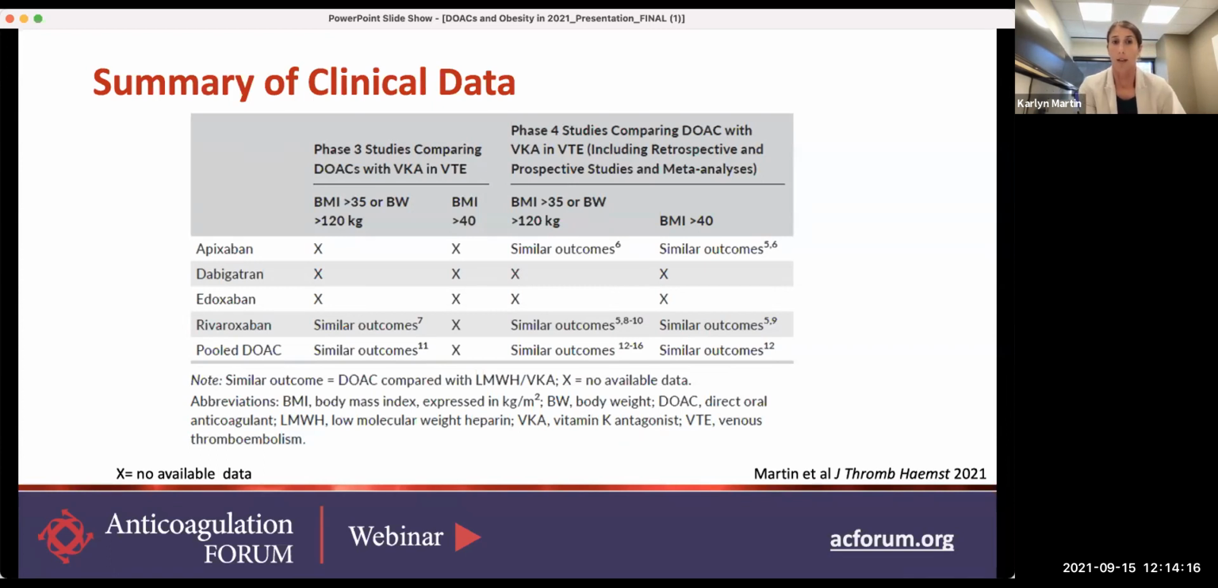So here I summarized the clinical data again, and you can see there are both phase 3 and phase 4 studies, and across the board we see similar outcomes with the DOACs compared with the VKA in either type of study design. There have certainly been more studies published with rivaroxaban, as well as those that pool the DOACs together. But there is some data that exists for apixaban. Unfortunately, there is not data looking at dabigatran or edoxaban in patients with obesity, so it is difficult to make conclusions for those drugs.